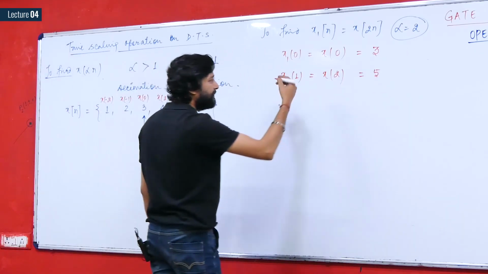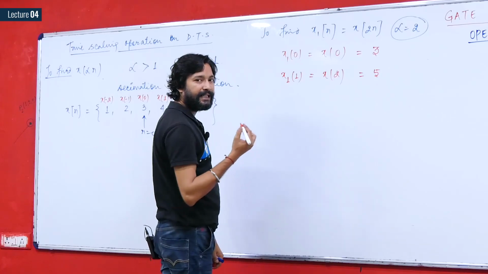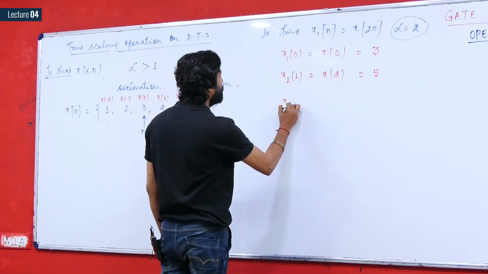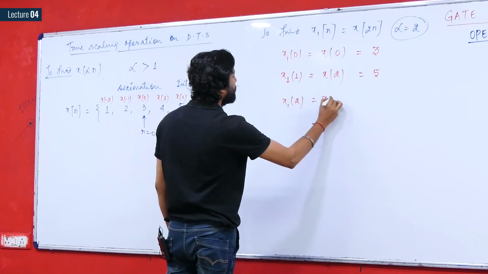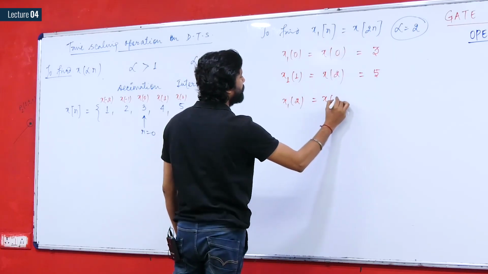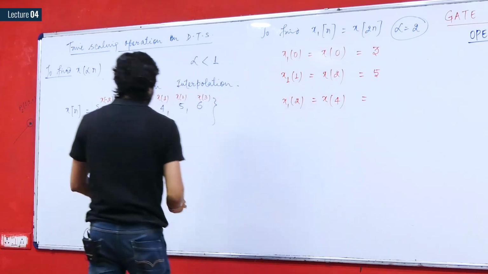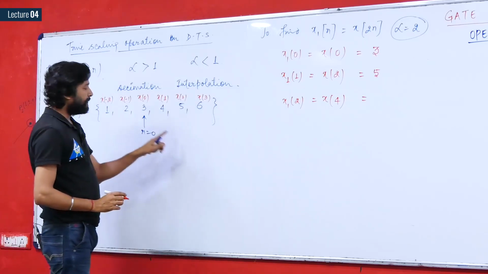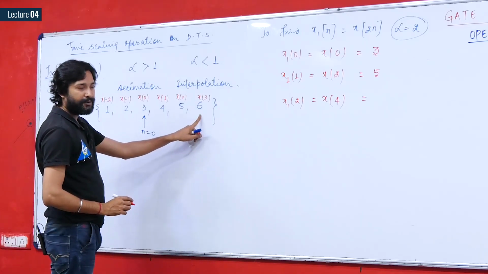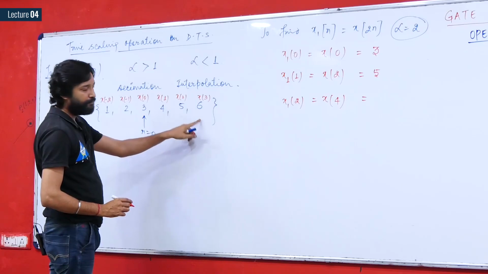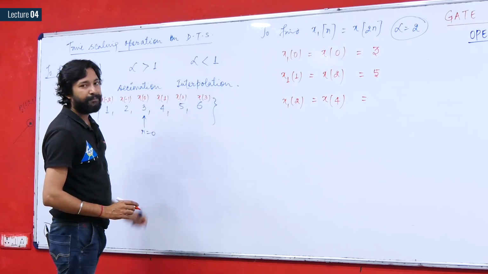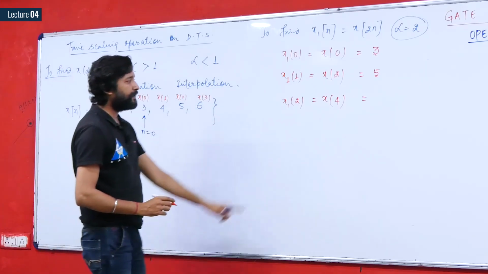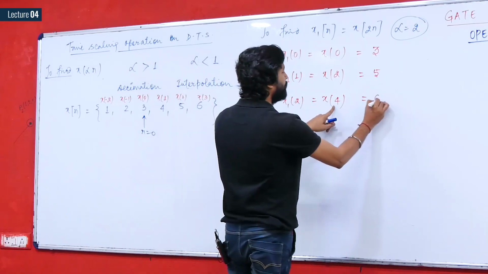Now if you take any integer value of n greater than 1, if you take x1 of 2, then it will be x of 2 into 2, that is x of 4. And if you see here, the values of x of n are defined only till n equals 3. After n equals 3, all the sample values of x of n are 0, therefore the value of x of 4 is going to be 0.